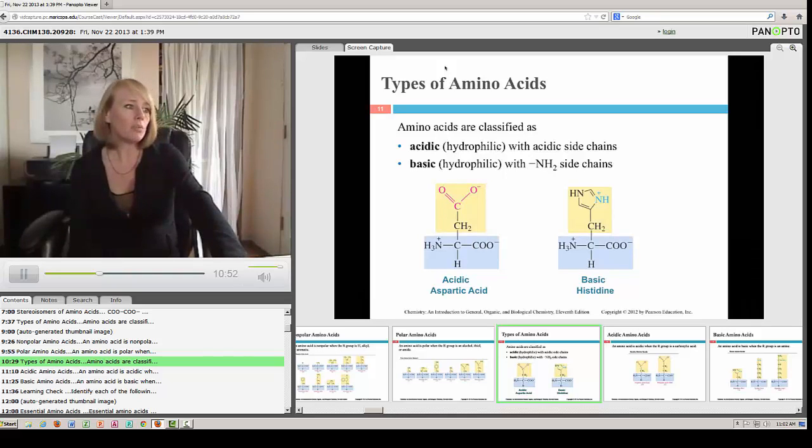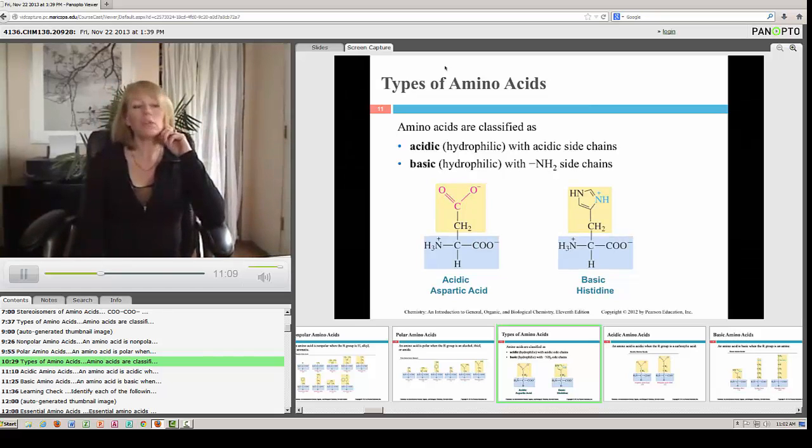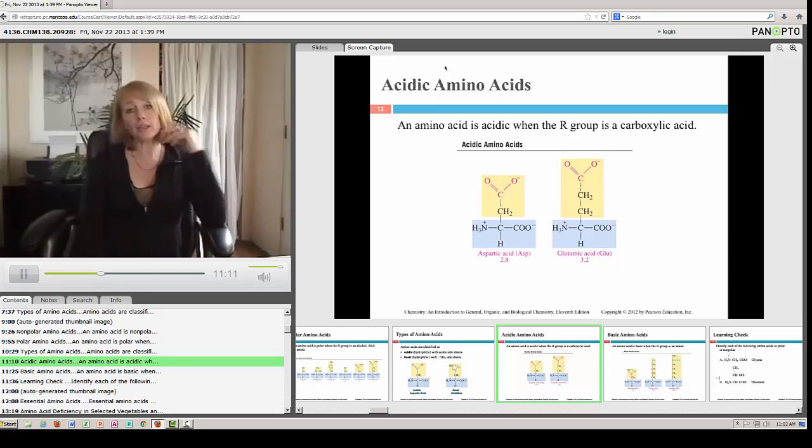Okay. Our basic amino acids will include histidine, lysine, and arginine. And again, look at those. All of the basic groups will have that amine on the molecule somewhere within the R group. Okay. So what are you going to have to know for the final exam for this? You're going to need to know how to recognize if something's polar, nonpolar, acidic, or basic. So be ready for that.